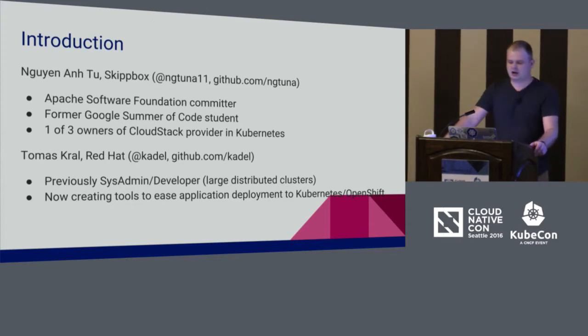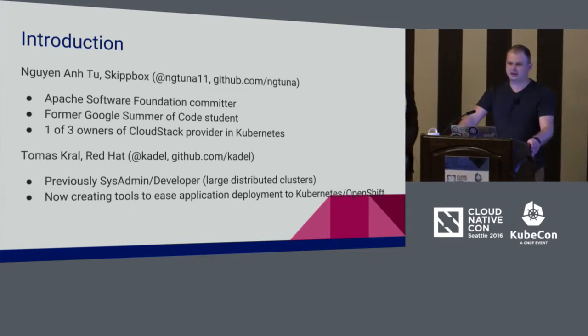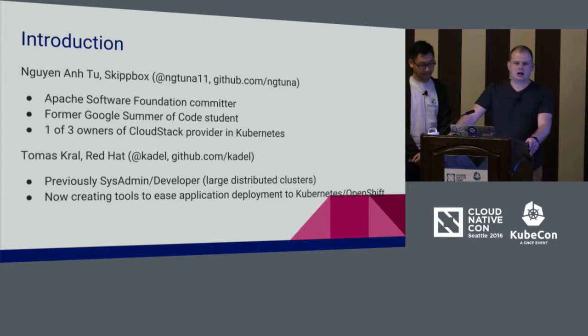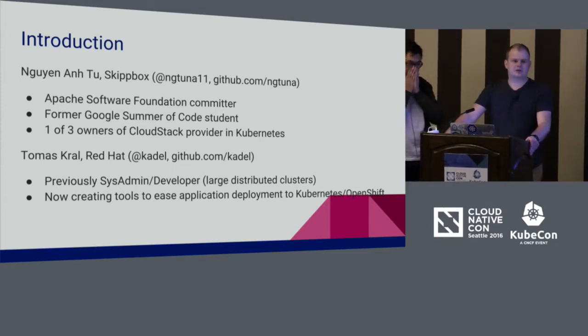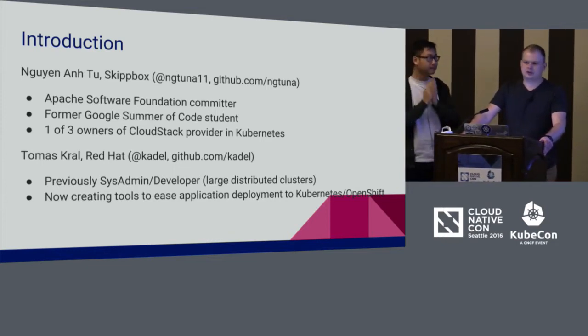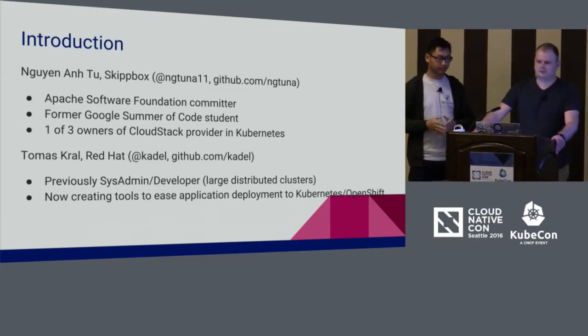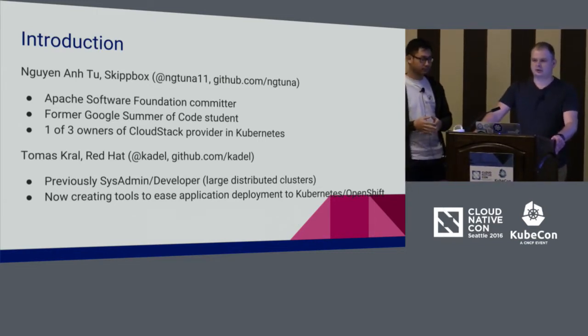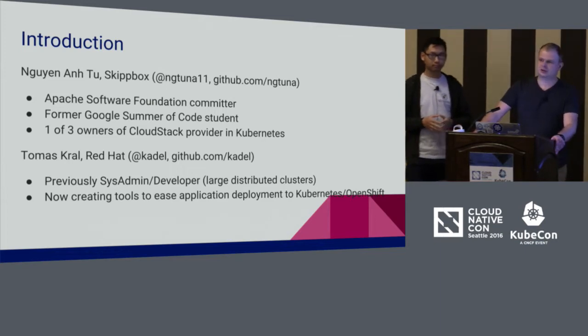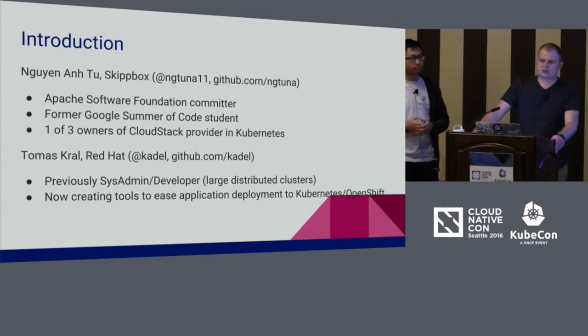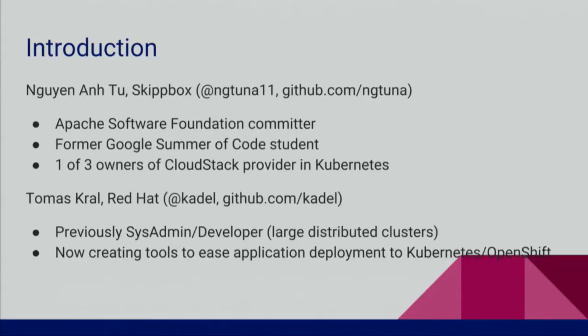So as I said, I'm Tomáš Král. Currently, I work for Red Hat. In my previous job, I worked as system administrator for 5 years. I've been managing large distributed clusters, mainly for big data, like Hadoop, and also Mesos for container deployments. And right now, I work for a team at Red Hat where our main responsibility is to create tools for developers to make it easier for them to deploy to Kubernetes and Openshift.